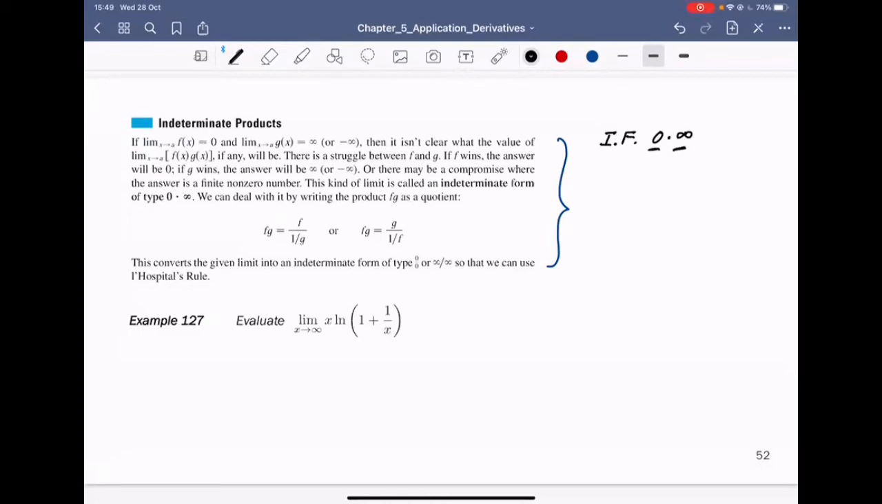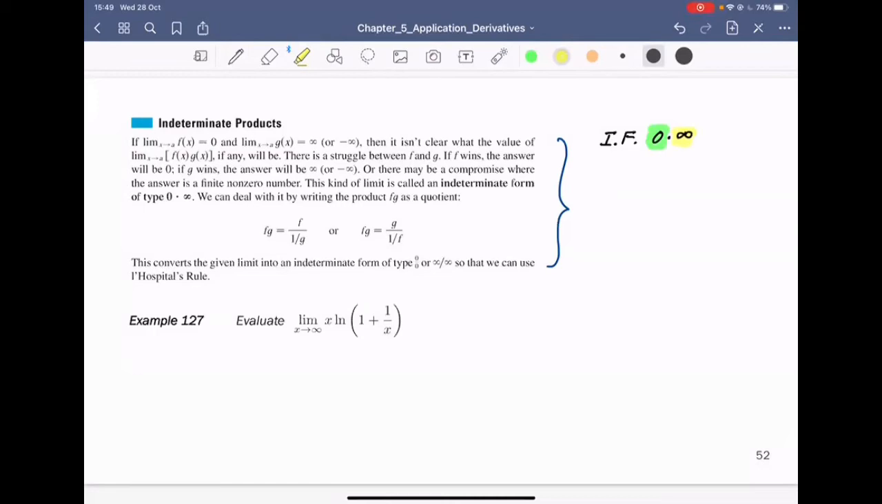This is going to be the one that, well, 0 times infinity. This is not 0, and this is not infinity. We do not know which one is the winner. We do not know. Because from here we already know that one term approaches 0, one term approaches infinity. This is called indeterminate form.